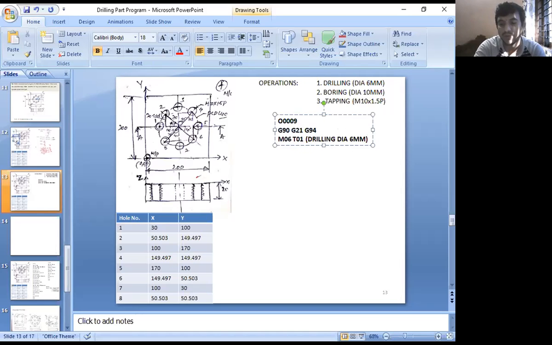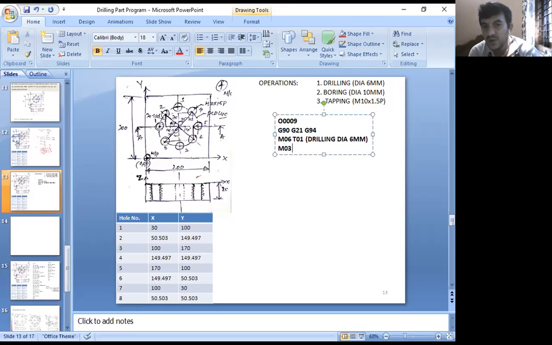Once you select the tool, what do we do? Now the operator will manually load the cutting tool to the spindle, or if an FMS is there, the machine will select the tool automatically. After that, now you start to rotate the spindle. What is the code? M03.